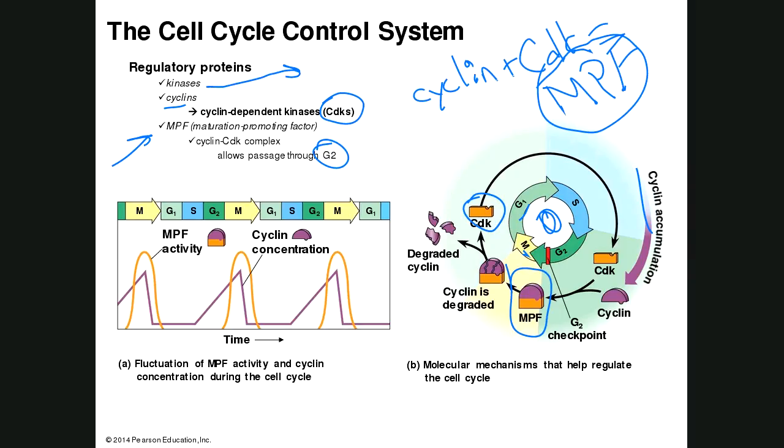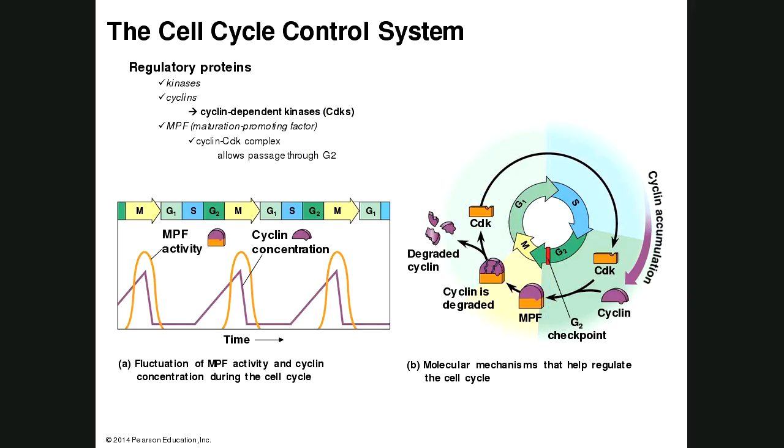Now, you're going to get a little bit of MPF over here. So you're going to get some binding of cyclin to CDK. But notice what's going on. Notice the arrow's getting thicker, right? Cyclin is accumulating. So as cyclin accumulates, your chances of getting this are going to go up. For the same reason that if you wanted to inhibit an enzyme with a competitive inhibitor, you would add more of that competitive inhibitor.